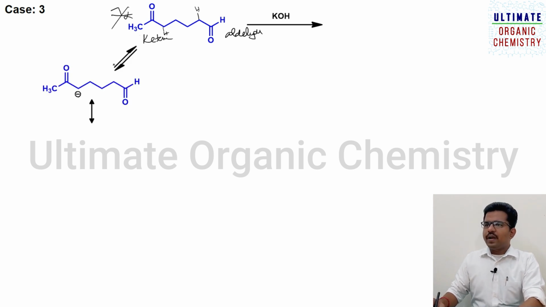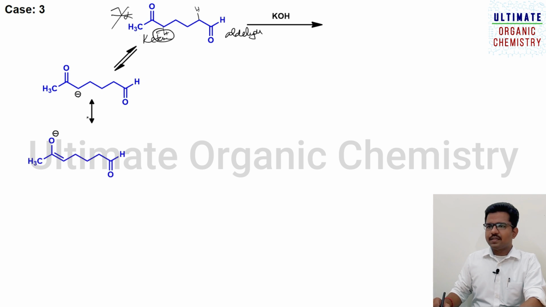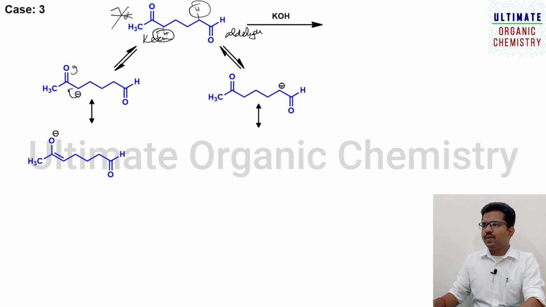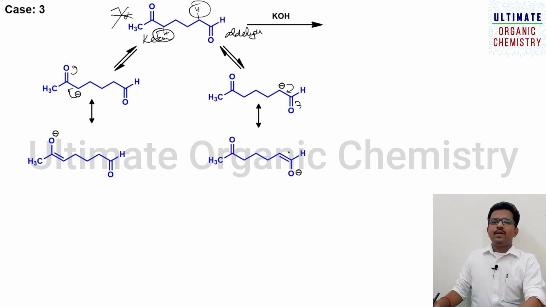What happens once this hydrogen is deprotonated? It will form this anion. This will undergo resonance, so it will form this enolate. There is another possibility that this hydrogen is deprotonated, means you will get an anion here, and if it undergoes delocalization, you will get this enolate. So you can answer this question in 2 ways, that I am going to discuss.